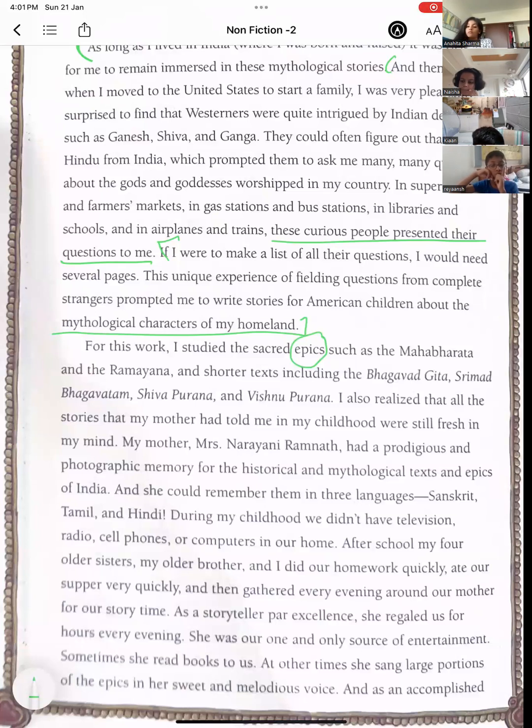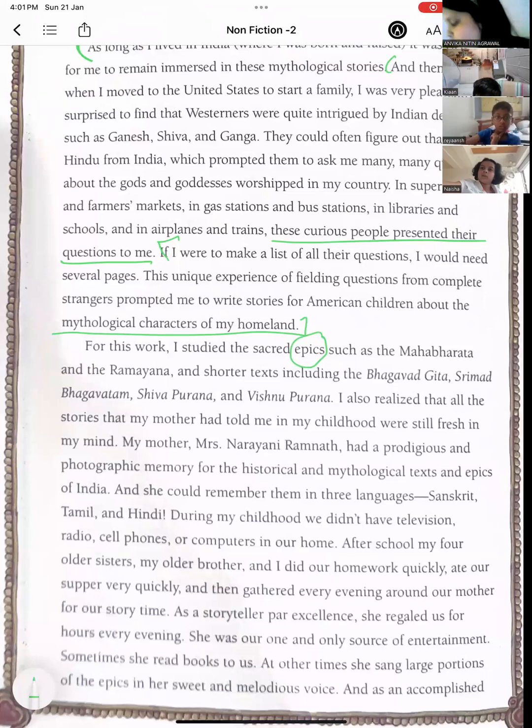But have you ever used epic to describe something, Reansh? I use epic a lot of times, but it doesn't mean the story format. They said, how was the movie? I said, it was fantastic. Instead of saying fantastic, I say, it was epic. Okay? So epic has two meanings. Got it? Everybody? Okay, so I studied the sacred epics such as Mahabharata.